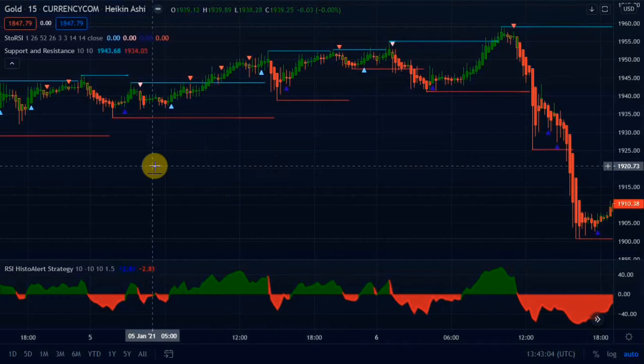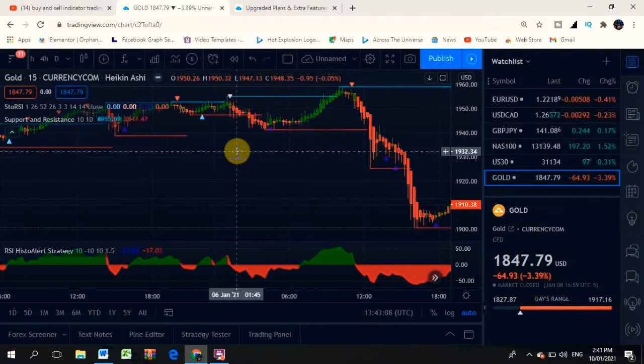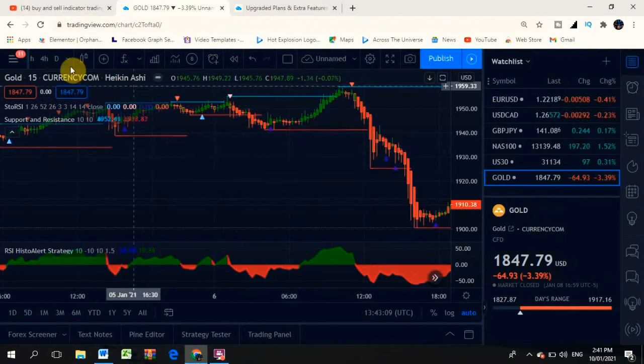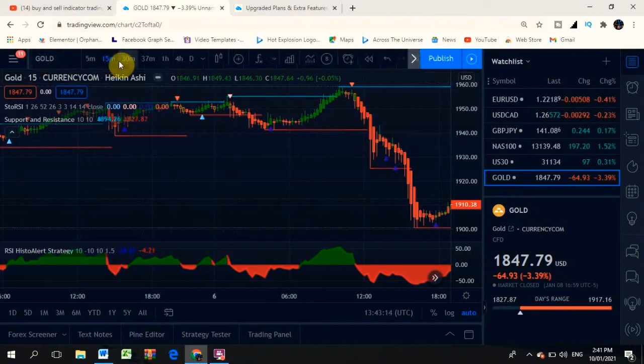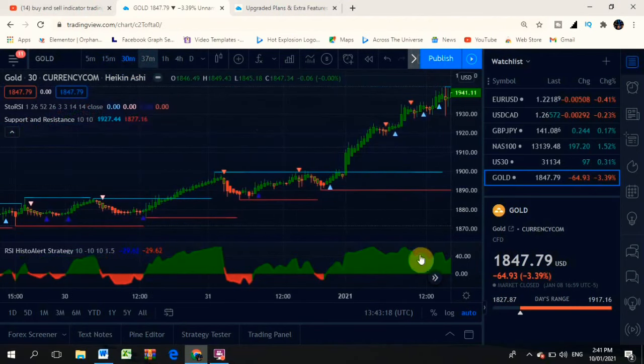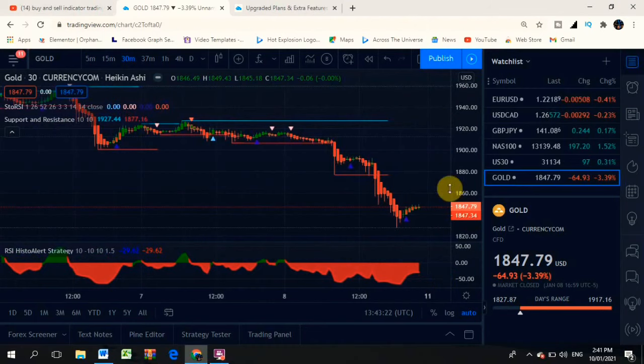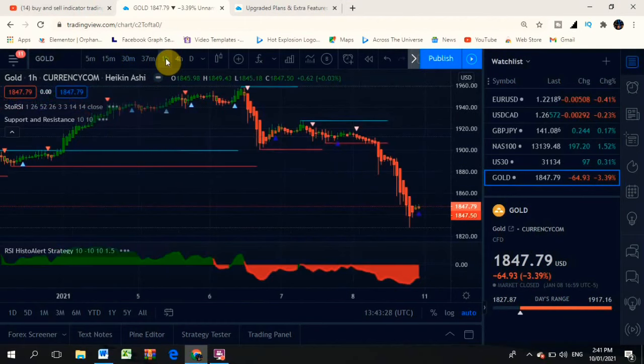You can also use this strategy for 1 hour, you can use it for 4 hours. It depends on the time frame that you wish to trade. This is a 30 minutes chart. You can see it really works well in 30 minutes also. And then this is a 1 hour chart. Let's go to a 1 hour chart.